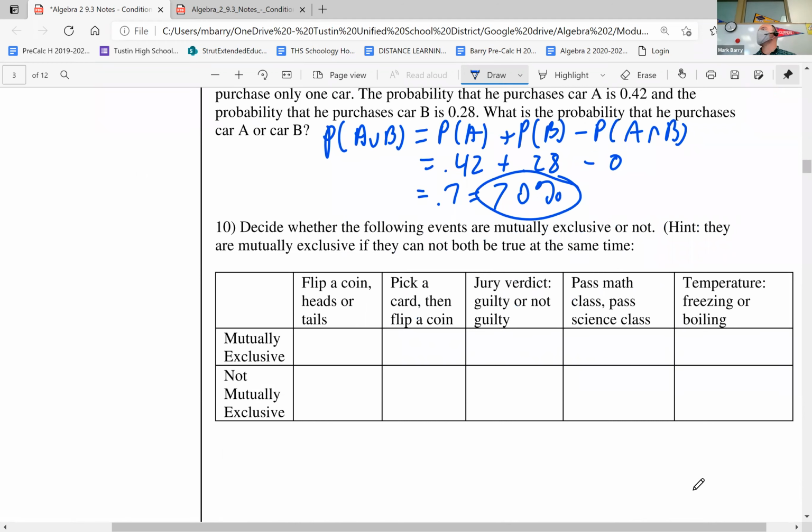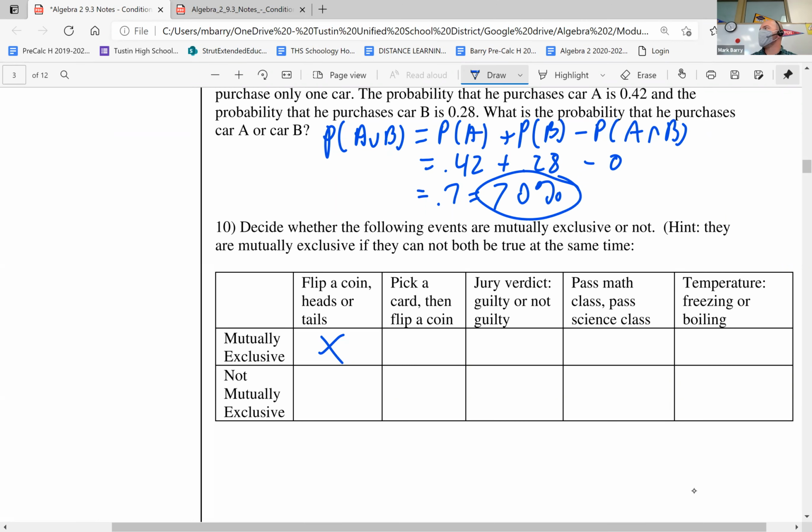I want to give you guys a chance to fill out this chart, and decide whether the following events are mutually exclusive or not. Hint: they are mutually exclusive if they cannot both be true at the same time. So I'm going to say flip a coin, heads or tails. Those are mutually exclusive because it can't be heads and tails, correct?